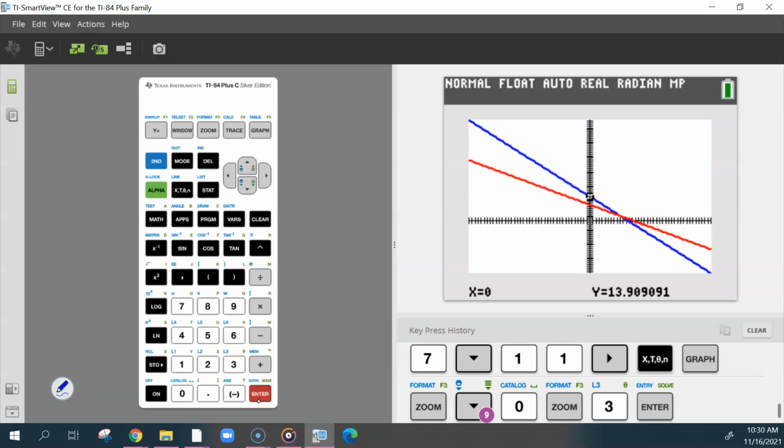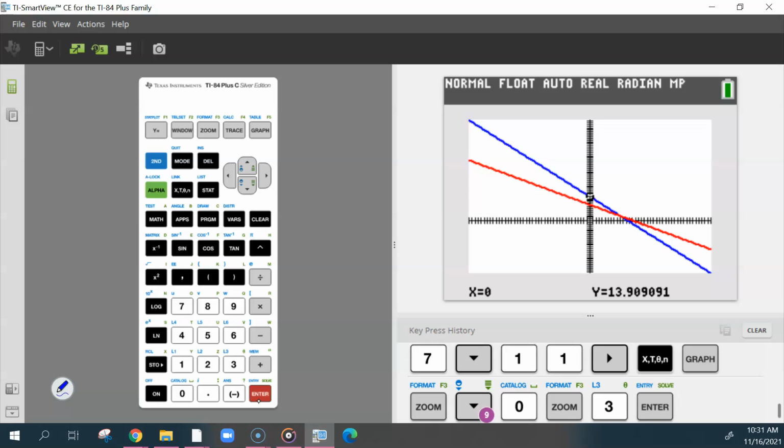Okay. Marta, you had a question. To this window, yeah. Hit graph. And then if you see that they intersect, you don't need to zoom in, out, anything. If you don't see that they intersect, you have to zoom in, out, however, to make it fit.